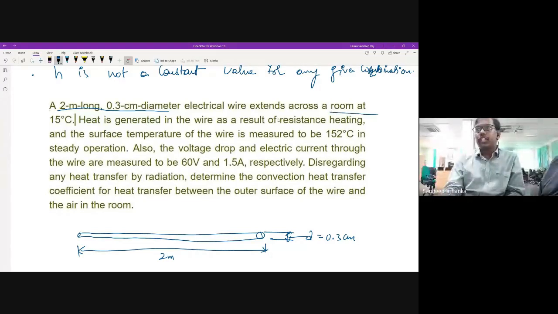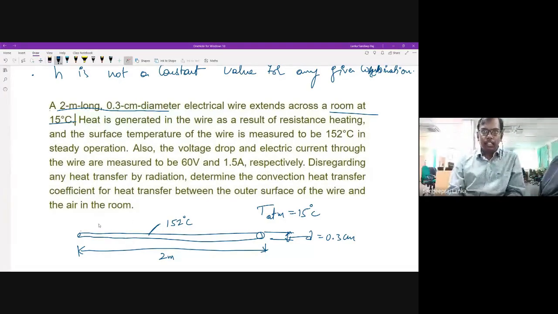And here it is given that the room is at 15 degrees centigrade. So from this, you can write that T atmosphere is 15 degrees centigrade. Then, heat is generated in the wire as a result of resistance heating. This wire is connected to the terminals and a power supply is given, so there will be resistance. Because of that resistance, the wire is getting heated. The surface temperature of the wire is measured to be 152 degrees centigrade.